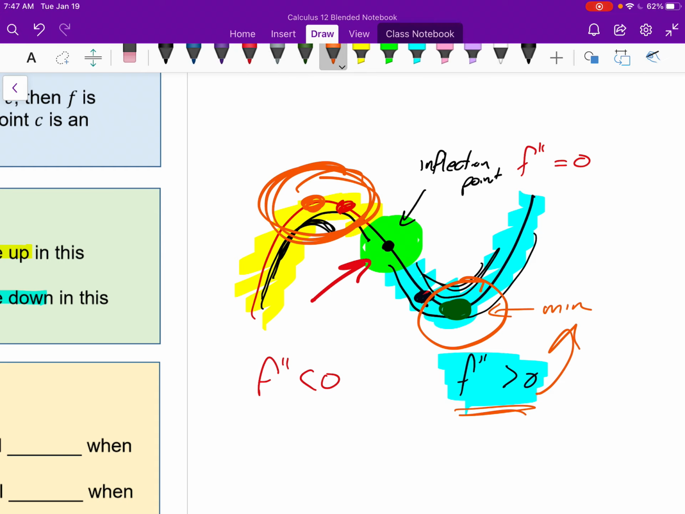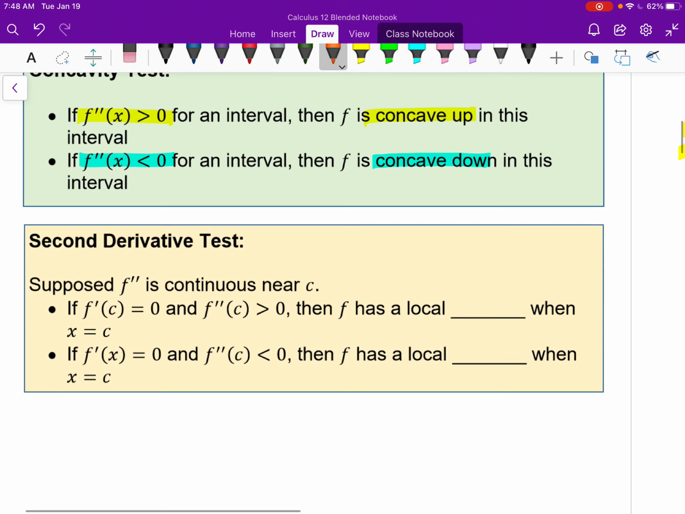So what I just stated there is what we call the second derivative test. It's connecting critical points to second derivatives, and that's what it states here. Suppose the second derivative is continuous near some critical point. If the first derivative equals 0, this is a critical point, and the second derivative is positive, that means we have a critical point in a region that's concave up. And if you have a critical point in a region that's concave up, it must be a local min.